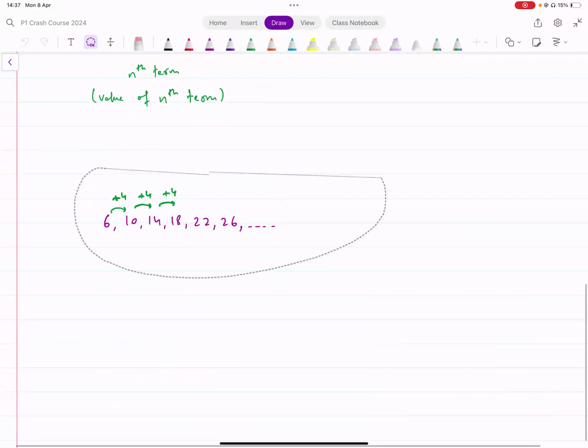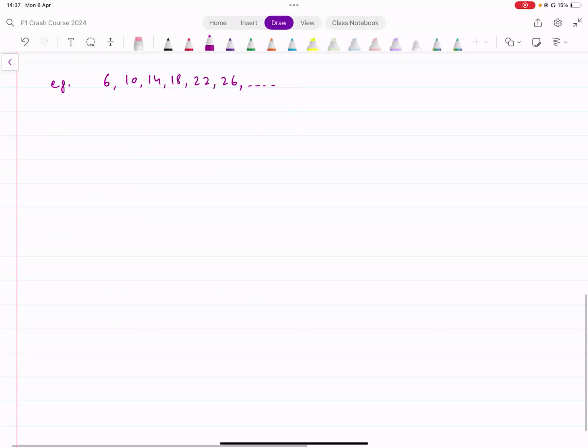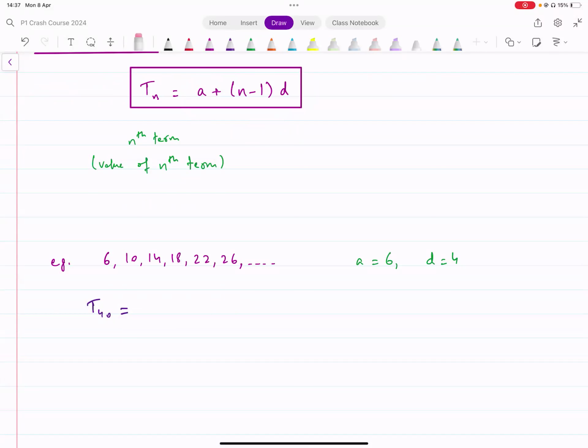If we were to find a specific term in this sequence, how could we do that? Let's try this. So we know that the first term of the sequence is 6 and the difference of the sequence is 4. If we were looking for T40, for instance, how would you find that? You just input values in the formula: a plus (n minus 1) times d. What's a? a is 6. What's the value of n? The value of n is 40 here because we're looking for the 40th term.